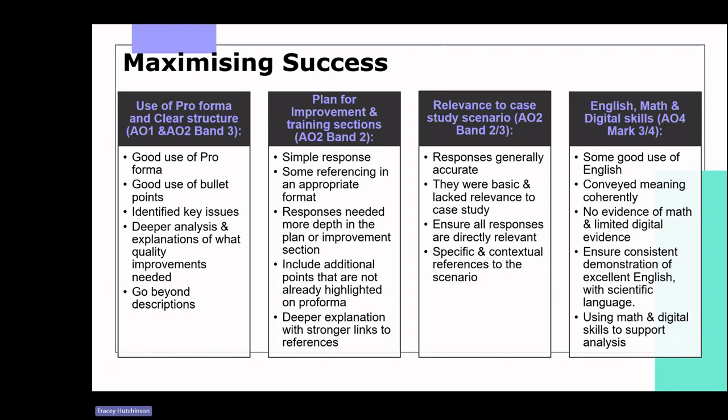And then finally for AO4, English, Maths and Digital Skills, the student made good use of English, although it could have been more scientific in some instances. English was inconsistent and the report lacked conciseness, but conveyed meaning coherently. No marks were awarded for mathematics and the marks for digital skills were low, evidencing marks 3 and 4.